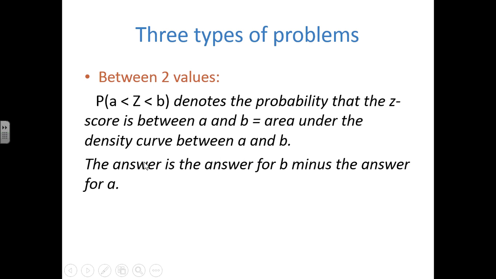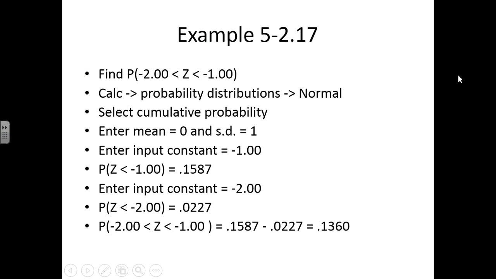In this case, you have to do the problem twice. First, you find the answer for b, then you find the answer for a, and you subtract them. So let's look at an example of that. This is number 17 in your problem set. We're trying to find the probability that z is between negative 2 and negative 1.